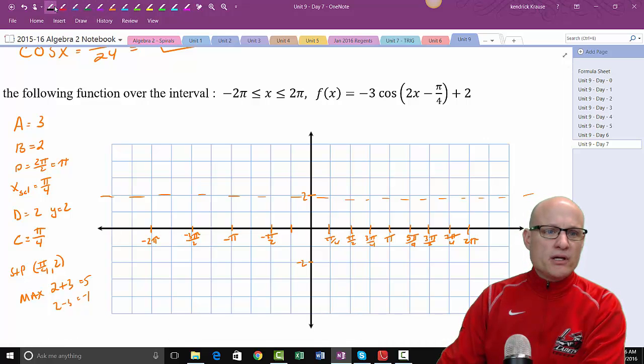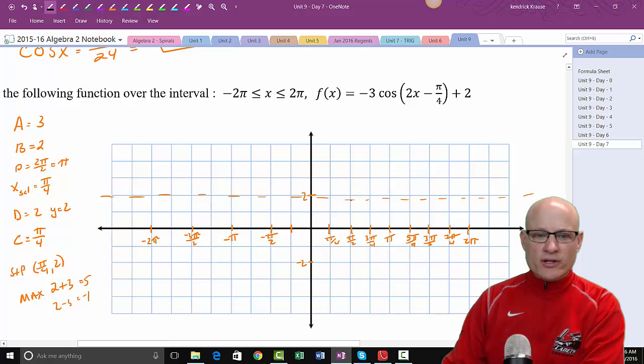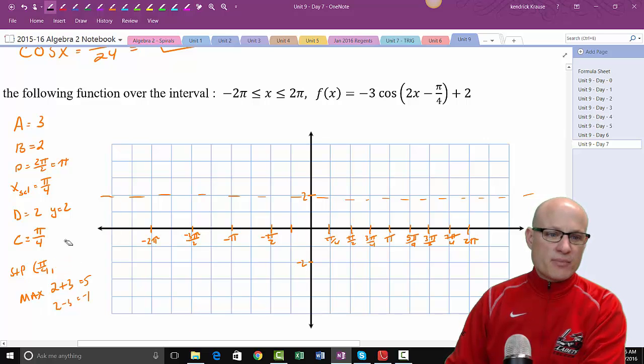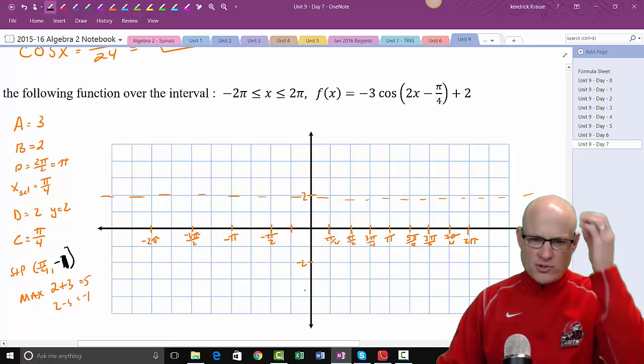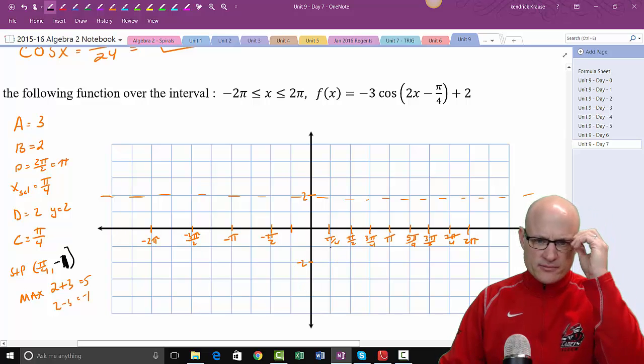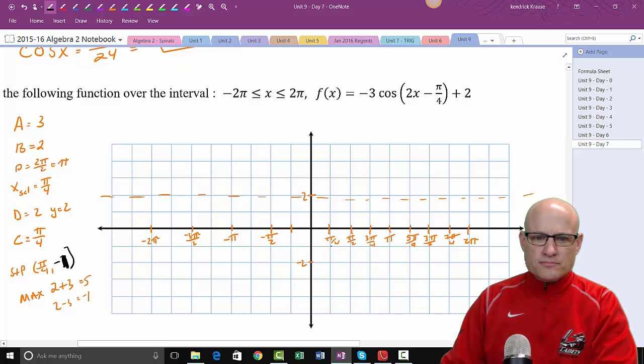And I'm going to put a big black dot where my starting point is. My starting point for cosine is not this. It is pi over 4, negative 1. So this is going to be my starting point right here. Pi over 4, negative 1. Every other one, these two, man, this is me being a jerk, I think.